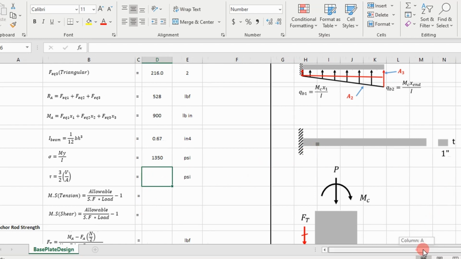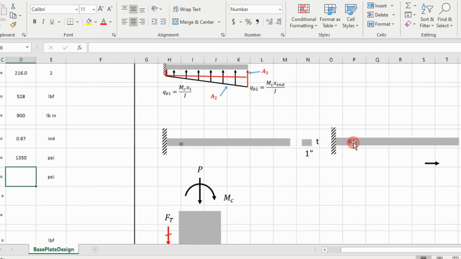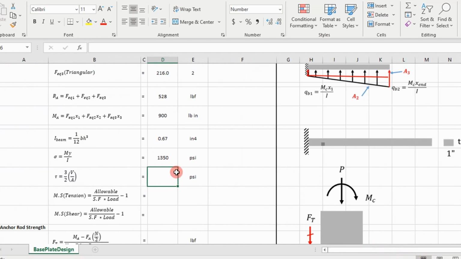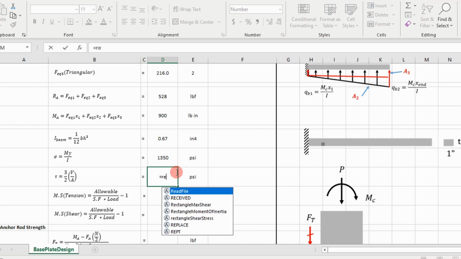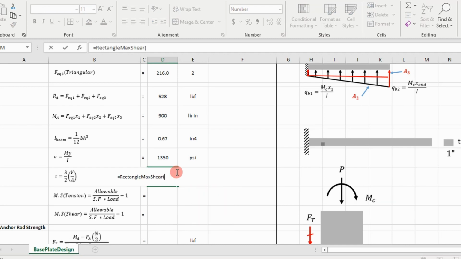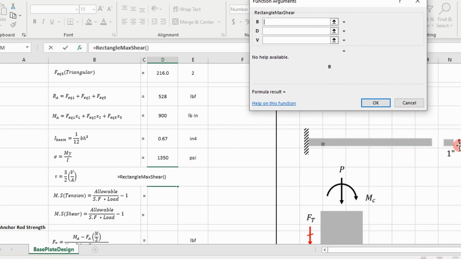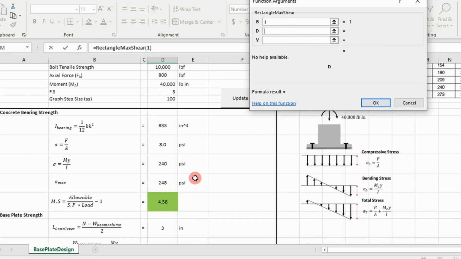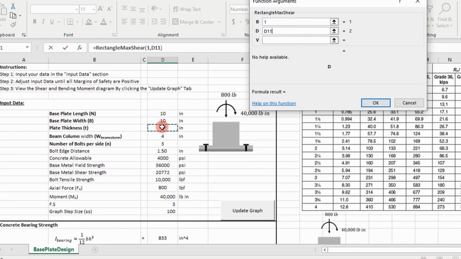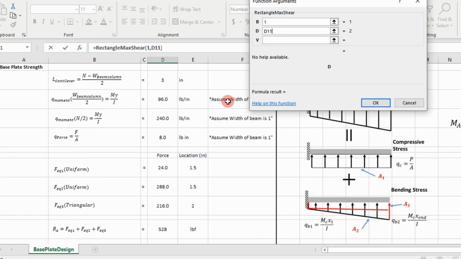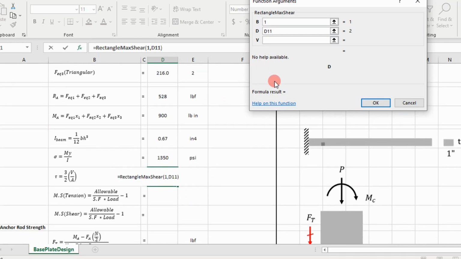So now we're going to analyze this middle element. You only have shear forces acting on it, or shear stresses acting on it. So I wrote a VBA function for that, rectangle max shear. It's simply just going to take our area, so our cross section dimensions, so it's going to take 1 inch, and then our thickness, which is 2 inches, and then our worst case shear, which in this case is going to be our reaction at A.